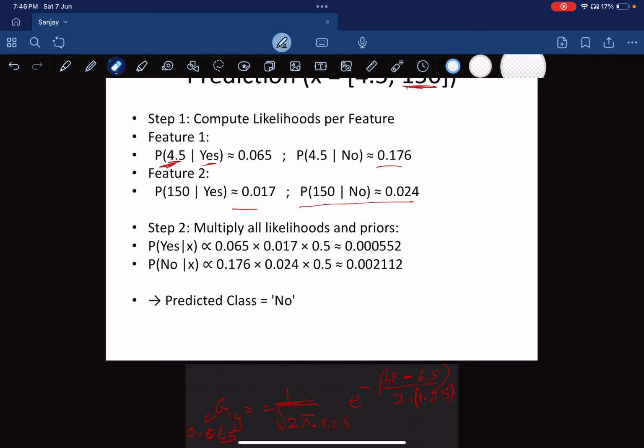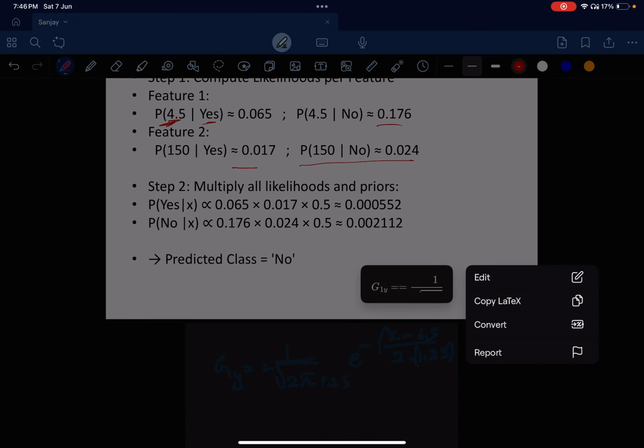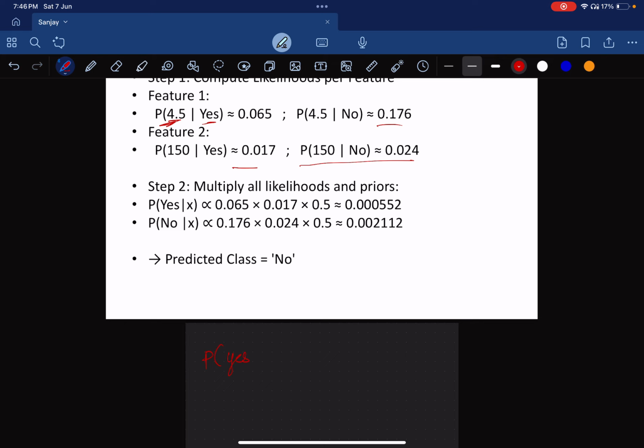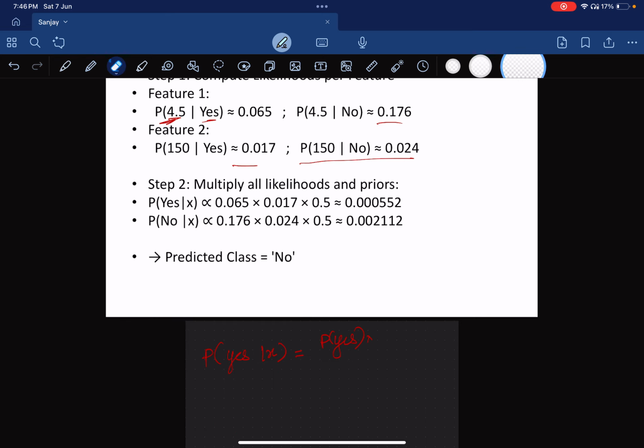The formula looks like, as I told, there is one variable, so I will write the formula here: probability of S given the features equals probability of S into probability of X given S. But here X has two variables, x1 and x2. So the formula will look like probability of x1 given S into probability of x2 given the S class, divided by probability of x. As I told, it will be removed, so we simply use the proportional symbol.